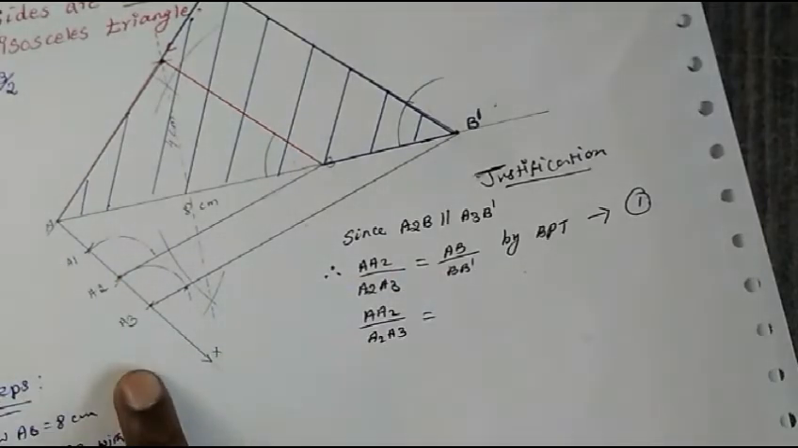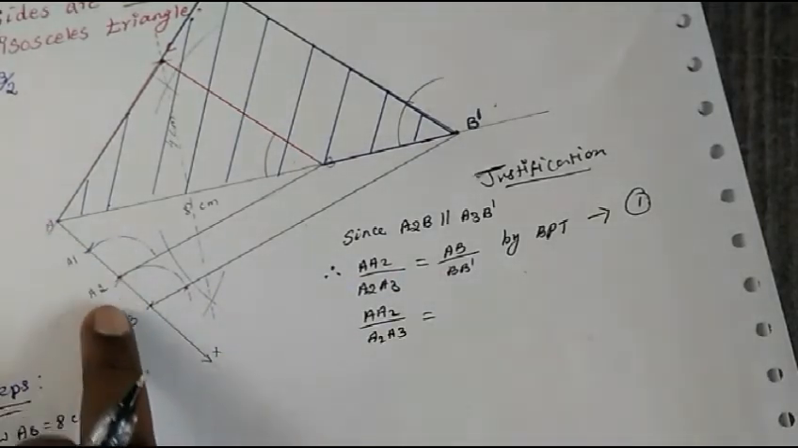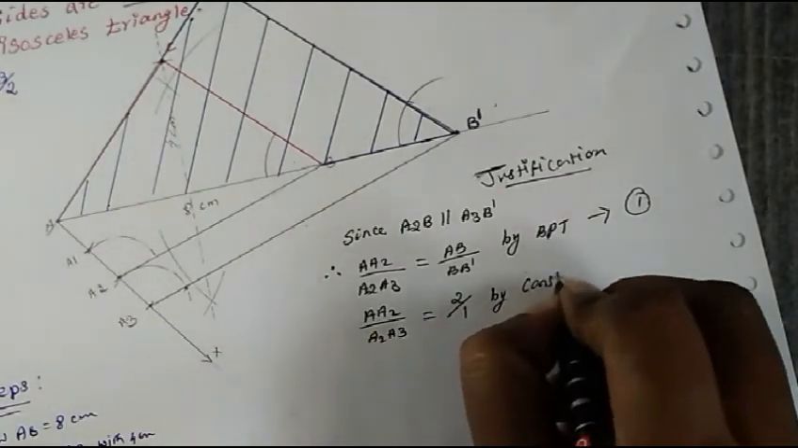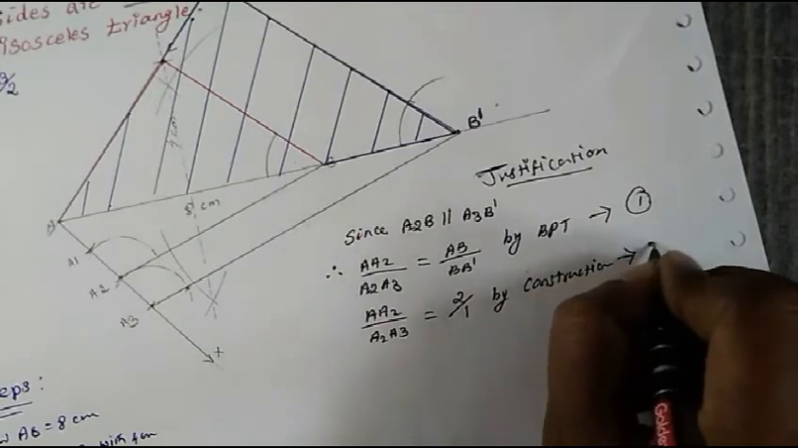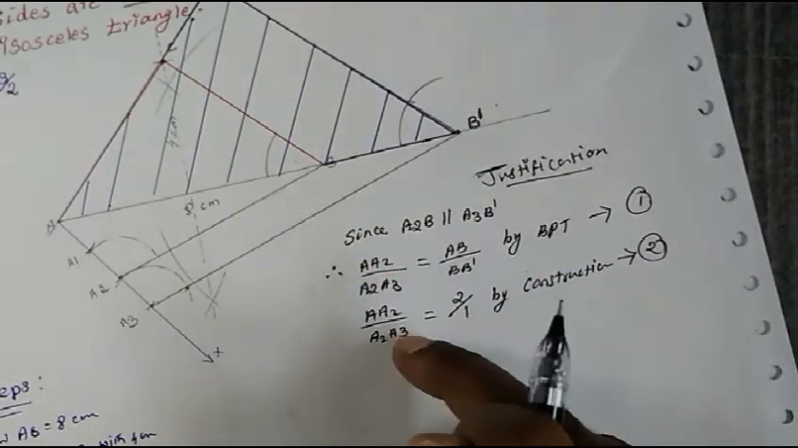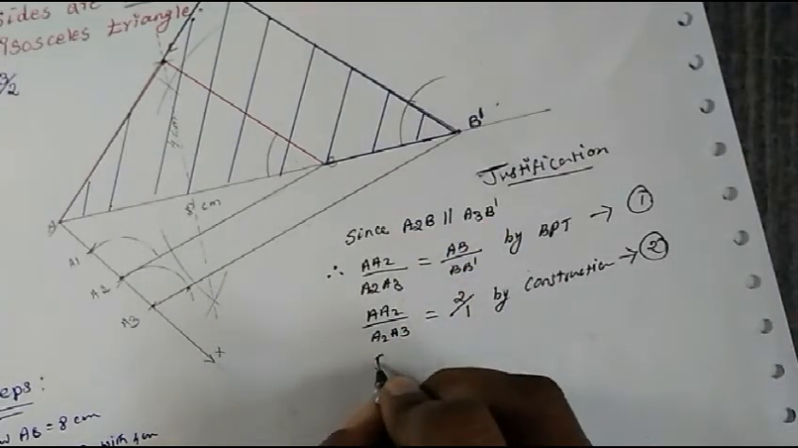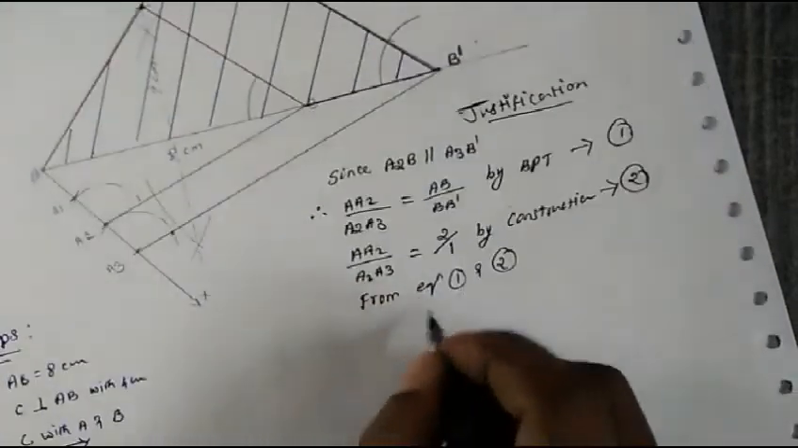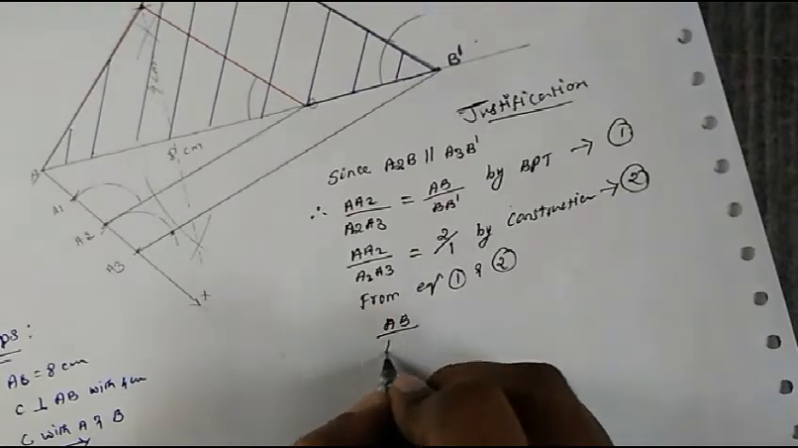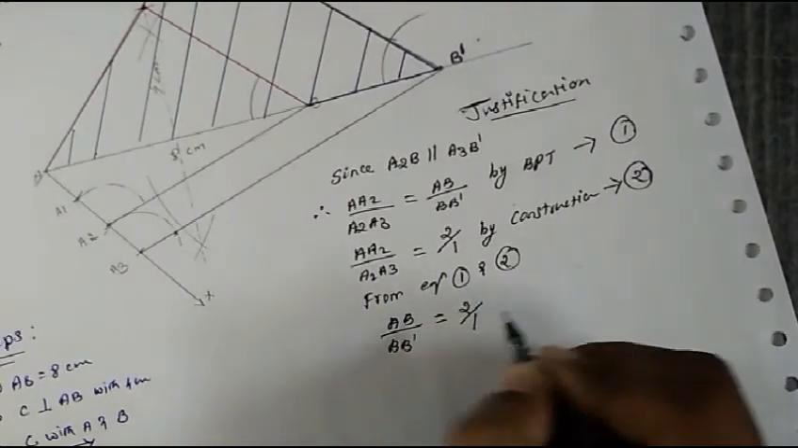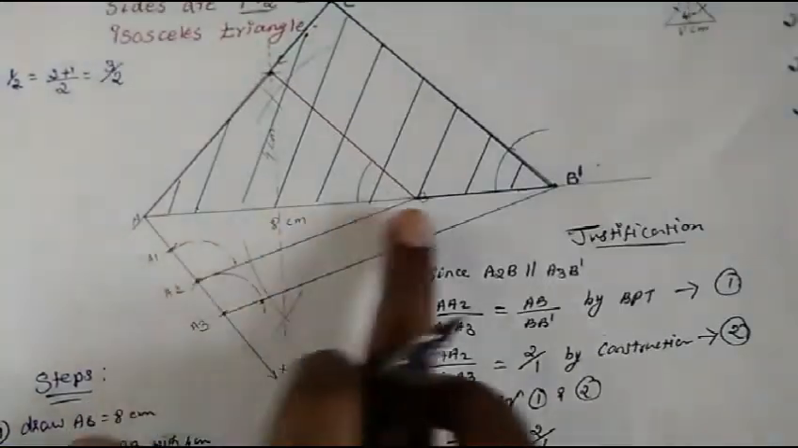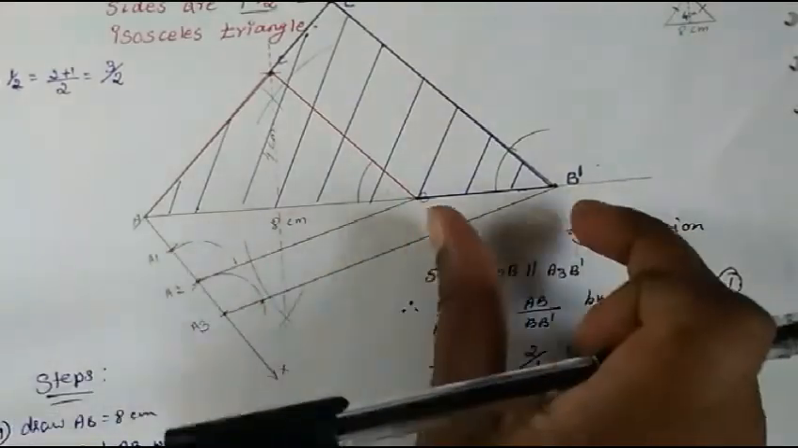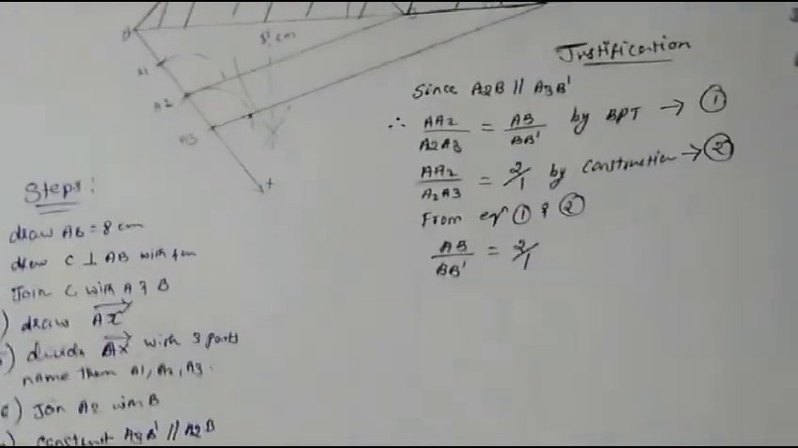Then we constructed here 2 parts and here 1 part. So 2 parts and 1 part by construction. This becomes equation 2. These two are the same, so this also will be equal. From equations 1 and 2 we can say that AB upon B dash is equal to 2 upon 1. Okay, this we have written down.